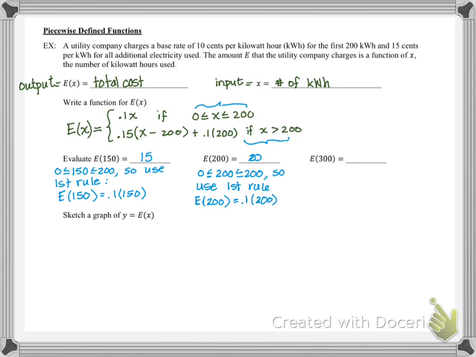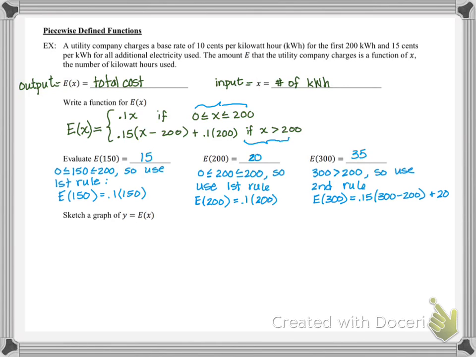And then what about to evaluate e of 300? It's greater than 200, right? So that tells me to use that second formula. So 300 is greater than 200. So use the second rule. So e of 300 equals 0.15 times 300 minus 200, plus 20, which is 35.